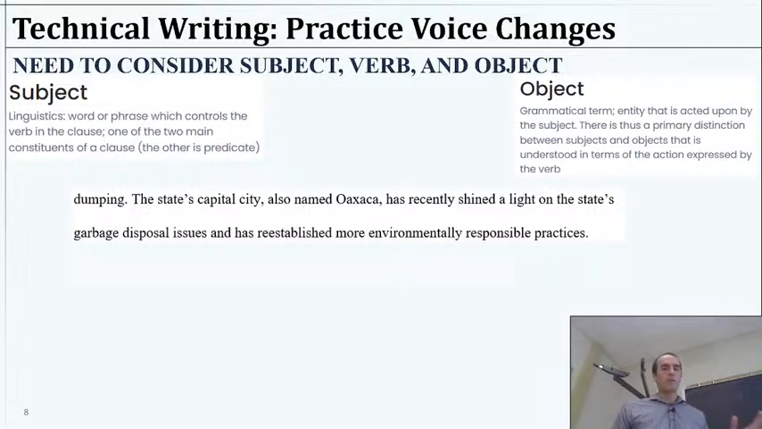So considering the subject versus the object. Here's a sentence that says, the state's capital city, also named Oyaka, has recently shined a light on the state's garbage disposal issue and has reestablished more environmentally responsible practices. So, has recently shined, so has shined and has reestablished. Both of those having the "has" there and that past tense. We could write this instead.